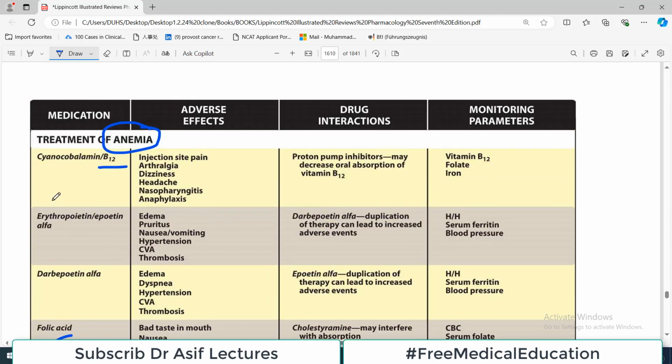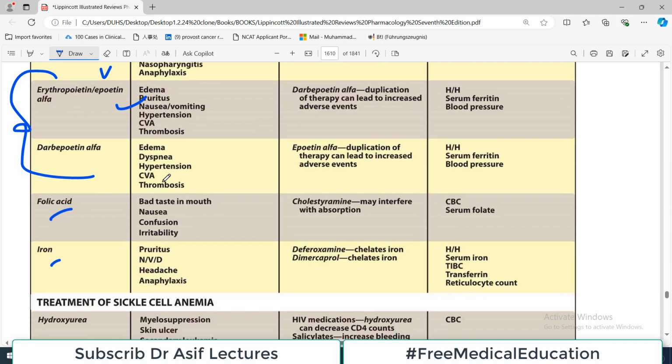Then we can give some factors which are made in the industry, but they mimic the function of natural chemicals. So for example, erythropoietin in your body is produced in the kidney, and it is responsible for formation of red blood cells in the bone marrow. So that is a hematopoietic factor. और इससे similar हम drugs भी use कर सकते हैं. So we have done all these already.